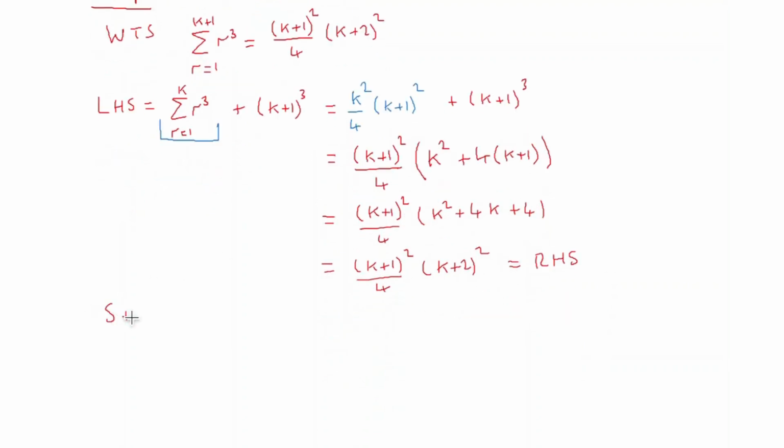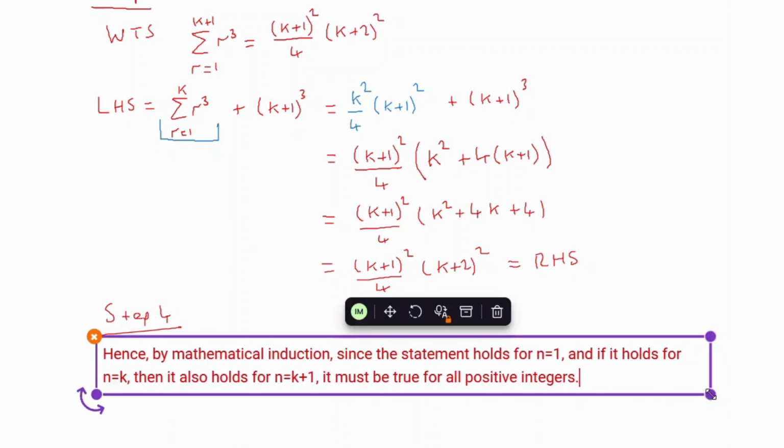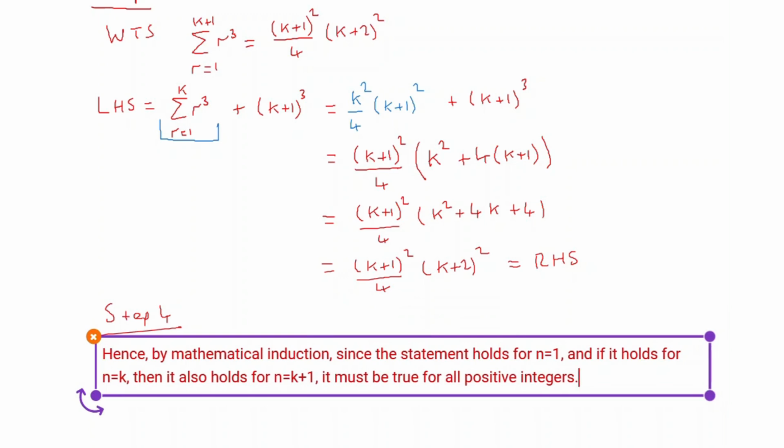Final step is step 4, our conclusion, which we must not forget to do. It's always a mark for the conclusion, so we must always make sure we include it. And the conclusion states that by mathematical induction, since the statement holds for n equals 1, and if it holds for n equals k, it also holds for n equals k plus 1, it must be true for all positive integers.